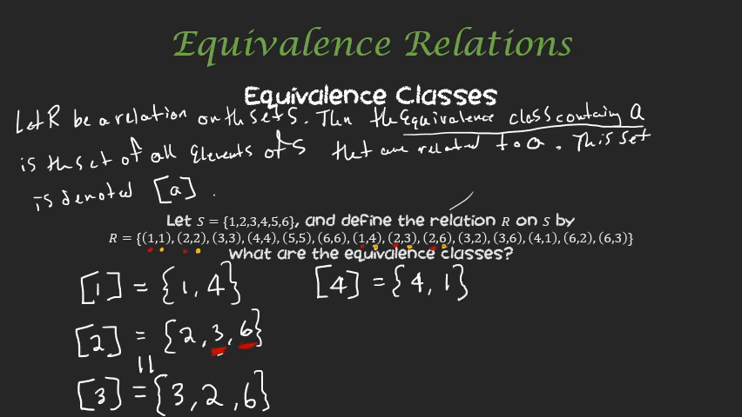So we're seeing the same thing. Look, in the equivalence class containing 1, the element 4 was in there. And now the equivalence class containing 4 is the same thing. Those two sets are equal, and that's because they're in each other's equivalence class.